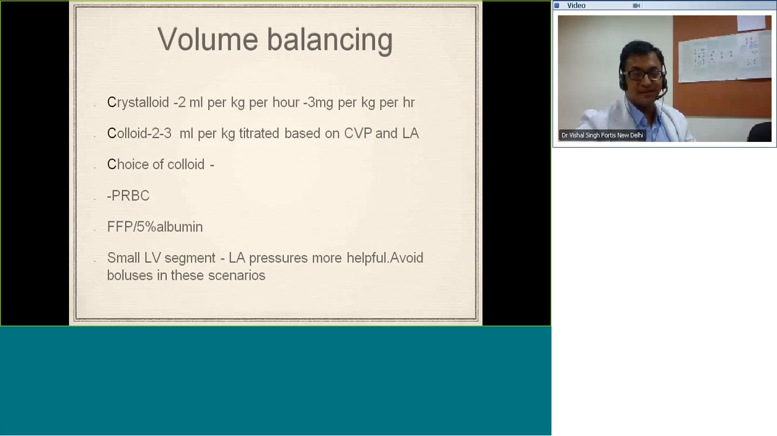the safer side. In the small LV segment, LA pressure should be your guide rather than the CVP primarily, because if the LA pressure is on the higher side, you will have to restrict volume. Otherwise, you'll end up precipitating pulmonary edema. And you should avoid volume boluses in these scenarios.